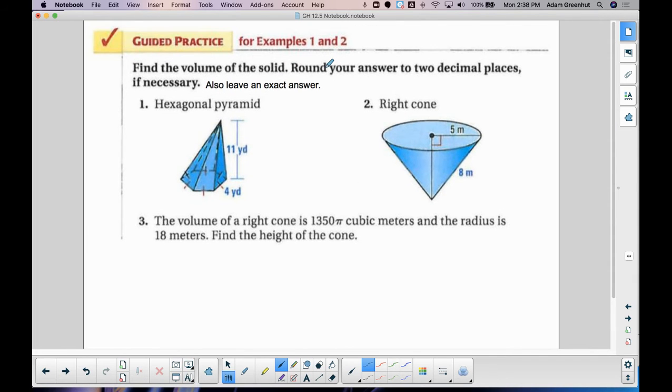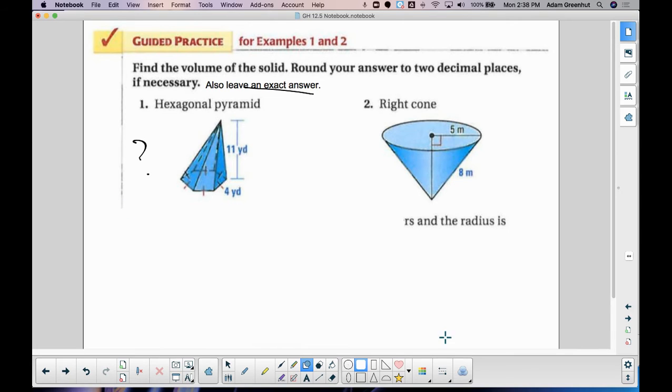Let's see, should we choose one of these? All right, let's try this one. Hexagonal pyramid. Let's give an exact answer and round. Try number 1 on your own right here. Yeah, let's see how you did.